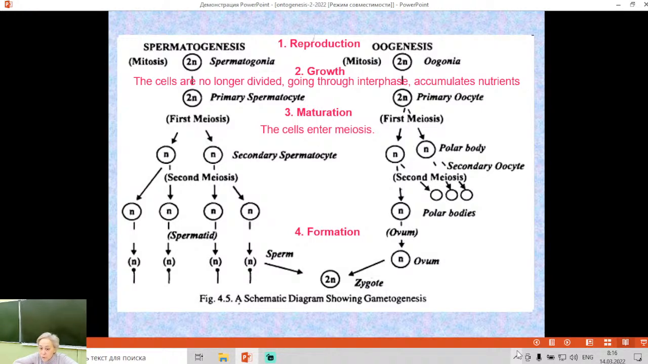But what is different from spermatogenesis? The peculiarity of oogenesis is that during meiosis the cytoplasm divides unevenly, and the primary oocyte divides into two different daughter cells, one big daughter cell and one small daughter cell. The big daughter cell is called secondary oocyte. The small daughter cell without cytoplasm, without nutrients, which has only a nucleus and a thin layer of cytoplasm around the nucleus, is called polar body.